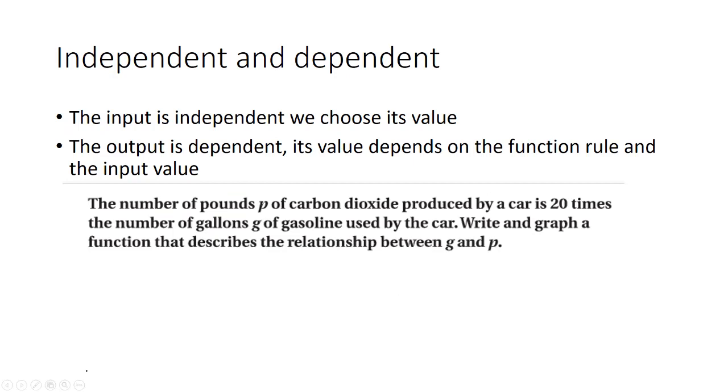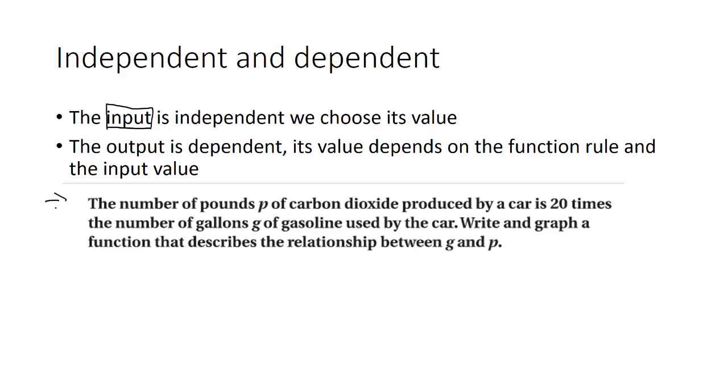Now, one more thing here. Sometimes we refer to the input and output as independent and dependent variables. Now, the input we get to pick. It doesn't depend on anything else. We're just like, oh, let's let our input be whatever. And so we choose it. It doesn't depend on anything else. However, whatever our output is going to be depends on what we chose for our input and the function rule.